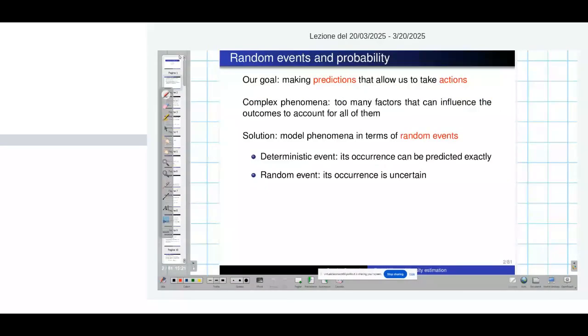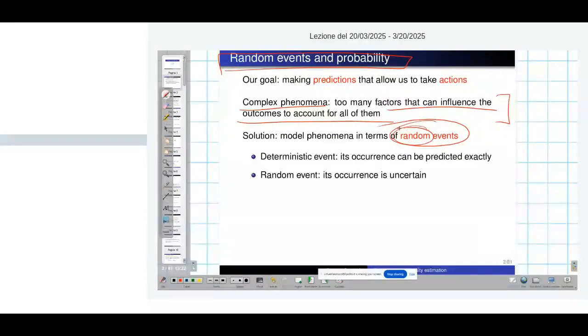So why do we need probabilities? Essentially because the things that we work with can be easily described as random phenomena. What does it mean, random phenomena? For us, we have complex phenomena where too many factors can influence an outcome, and therefore we model this in terms of what is called random events. The randomness essentially describes the fact that we do not have full knowledge of what's going on.